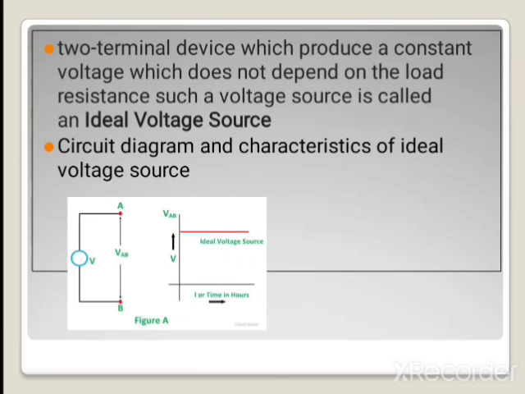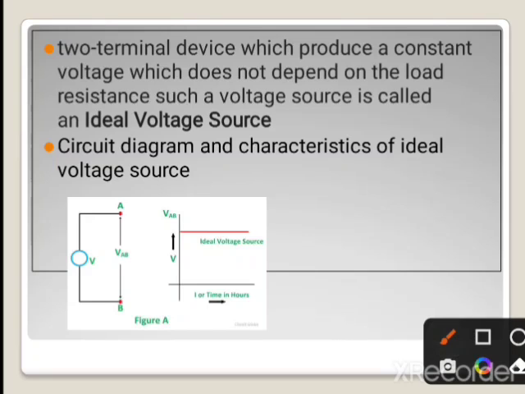Now, what is an ideal voltage source? It is a two terminal device which produces a constant voltage. It produces a constant voltage which does not depend on the load resistance.